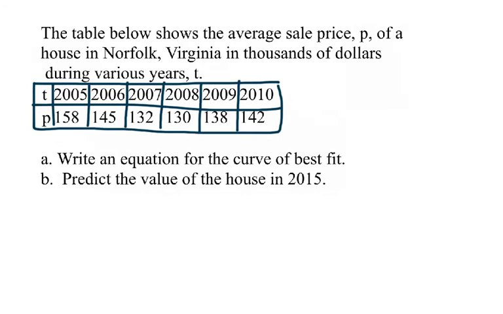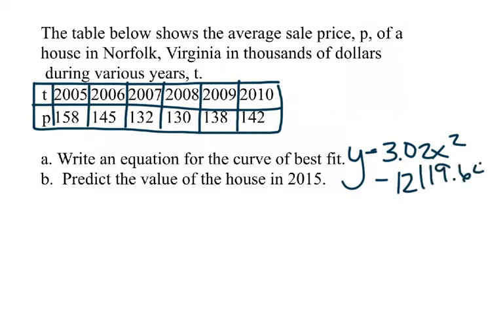And I'm going to round to 2 decimal places just so I don't have a super crazy looking function. So 2x squared minus 12119.64x. And then, holy Lord, 1216817.86.